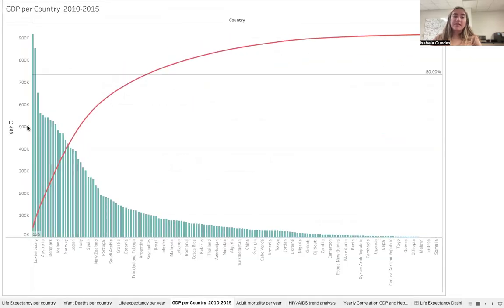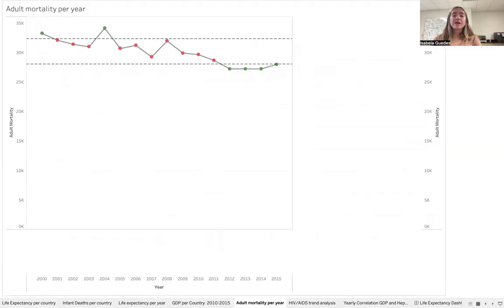The fourth graph is a Pareto chart that measures the GDP per country from 2010 to 2015. I wanted to focus on something smaller so we can see the relationship between the data. The only two countries that are above 80% are Switzerland and Luxembourg, with the highest GDP. But that is not very surprising, as Switzerland and Luxembourg are known for having good per capita income.